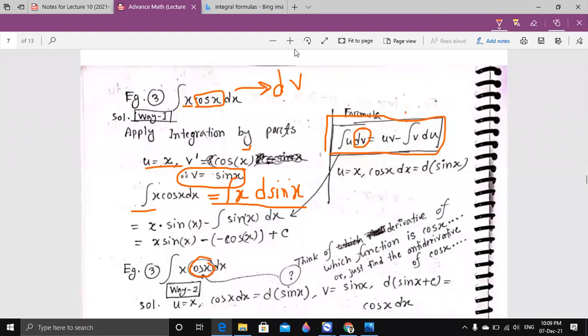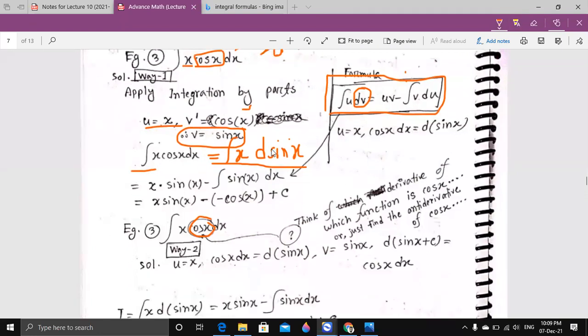Tapu, can you understand? Yeah. Okay, Julian, can you understand? Yes. Okay. So this is the formula, integration of u dv. So we can just write down u multiply v minus the integration of v du. Okay.